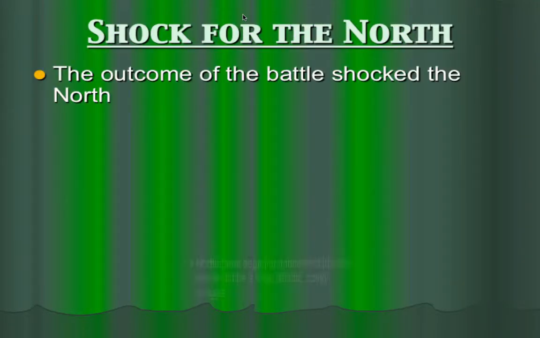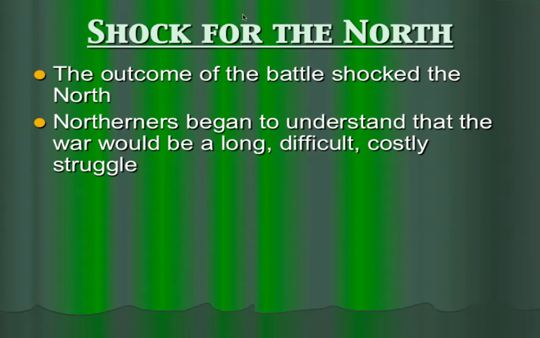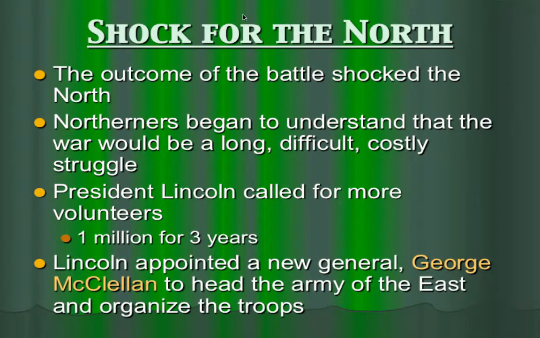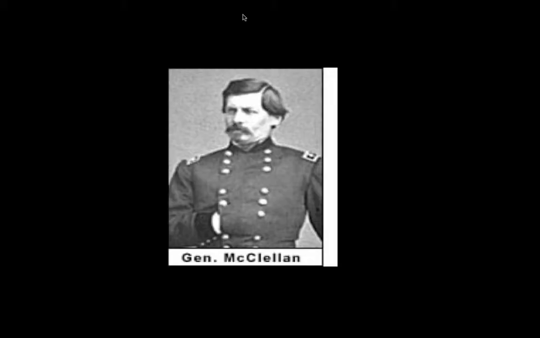Now, after the Battle of Bull Run, this was absolute shock in the North. And the Northerners started to understand that the war was going to be long, difficult, and very expensive. President Lincoln immediately called for more troops, and he got that. 1 million men volunteered for a 3-year term. 1 million men. Lincoln also decided that McDowell maybe shouldn't be in charge, and so he appointed a new general, General George McClellan, to lead the Army of the East and to organize the troops.